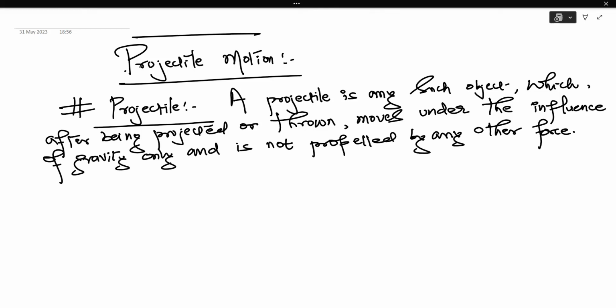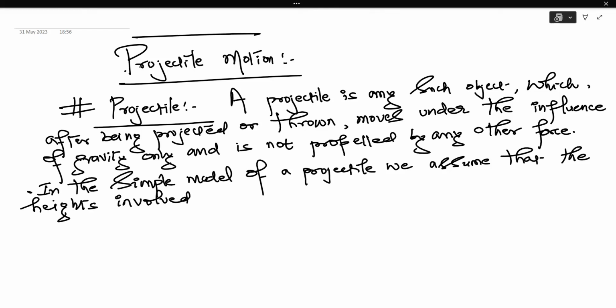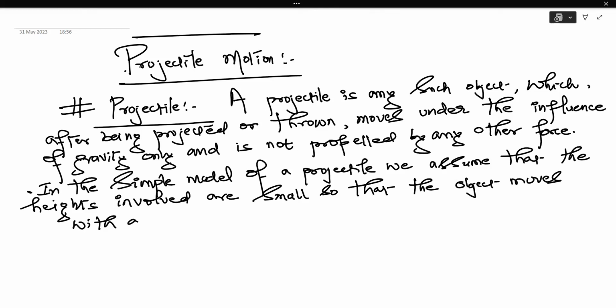So remember that in the simple model of a projectile, we assume that the heights involved are small, so that the object moves with constant acceleration due to gravity.